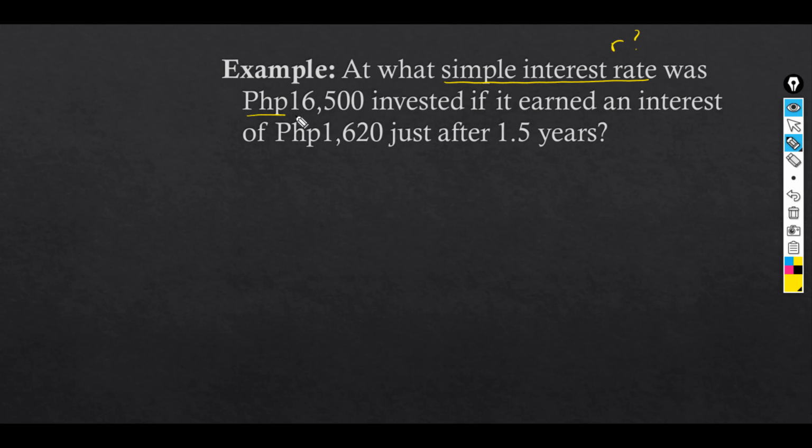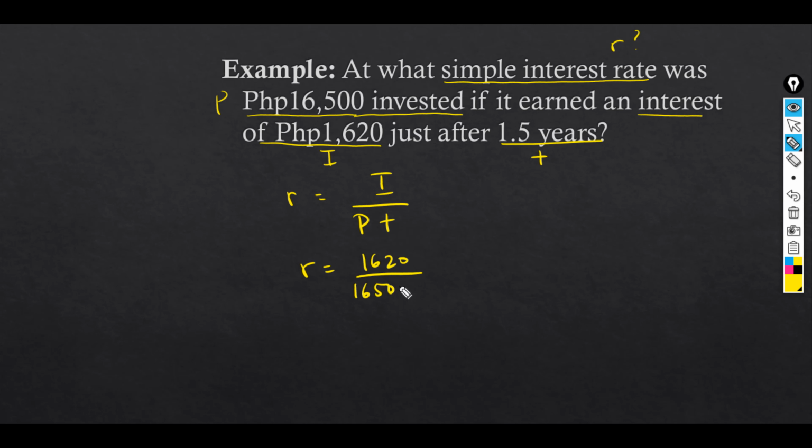Yan. Was 16,500 invested. So, ito yung P. Kasi invest. If it earned an interest of 1,620, so, ito yung I. Just after 1.5 years. So, ito yung term. So, we're looking for R given P, I, T. So, R equals I over PT. So, R equals I, 1,620 over P, 16,500 times 1.5 years. Yan, 1.5.